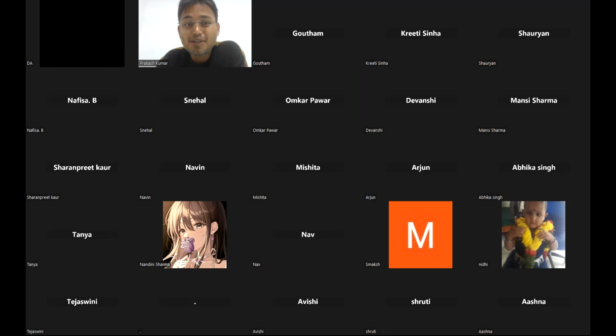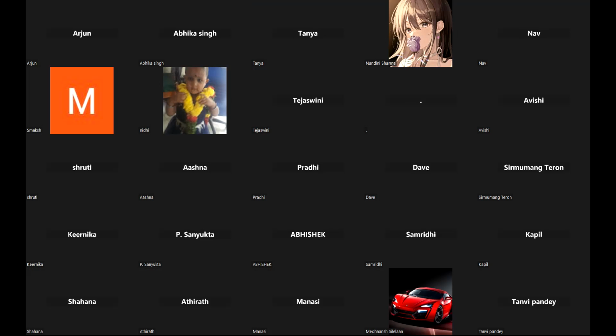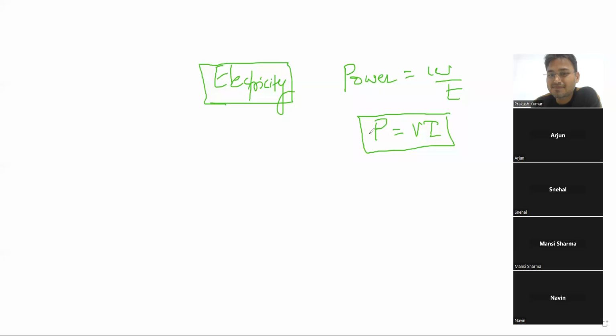Power, what is the formula, Mansi? Power equals VI. Any other formula of power except VI? Yes, sir, I square R, and V square by R. So that we have discussed.